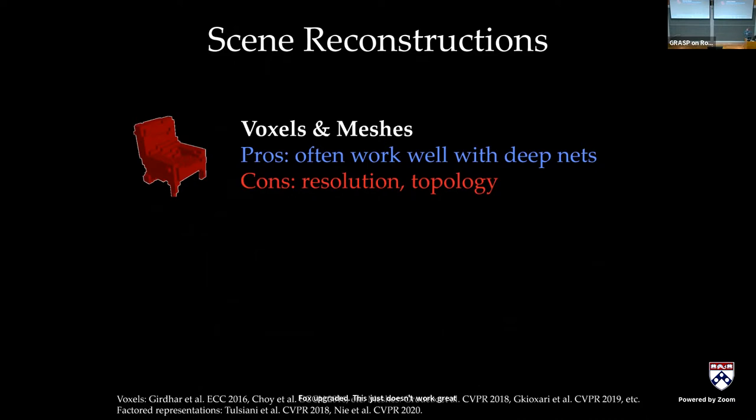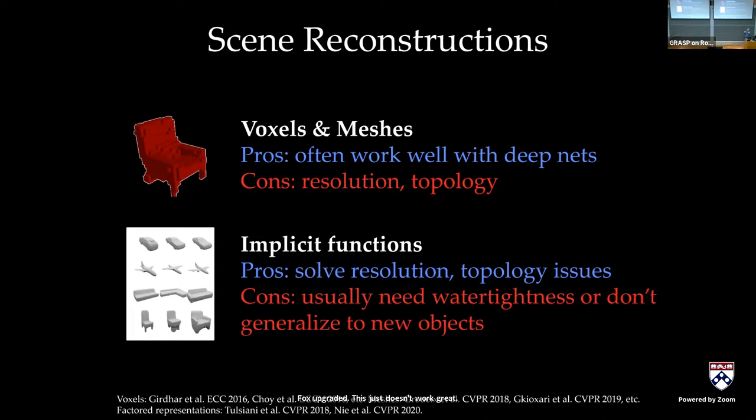The thing that's become very popular is implicit functions. The idea basically is that for every single 3D point in the scene, you can predict some property like the distance to the surface. These have produced really amazing results. But the big challenge is that typically they don't work on new objects. Essentially, people will fit an implicit function to a very specific scene.